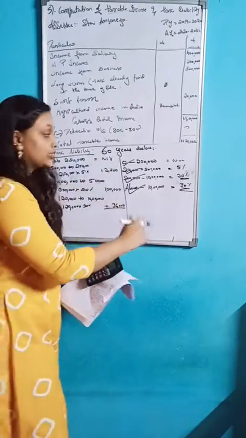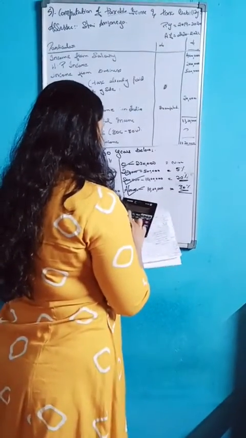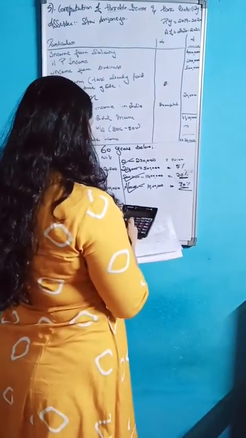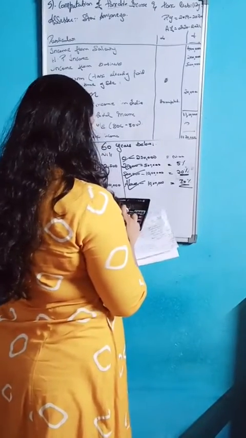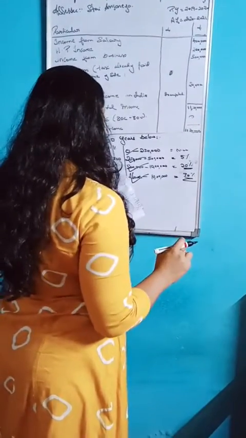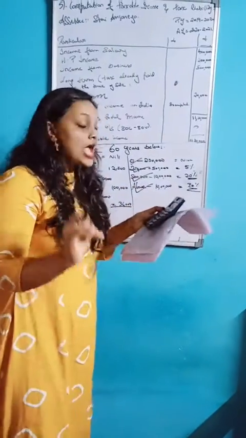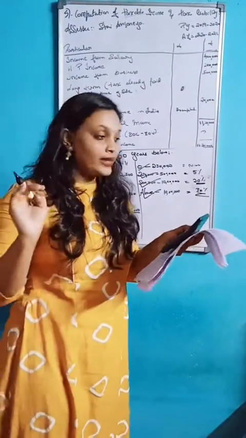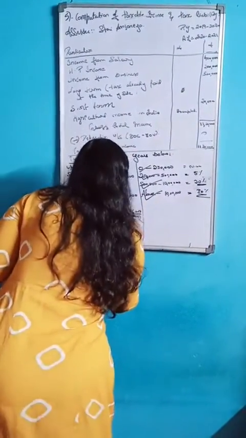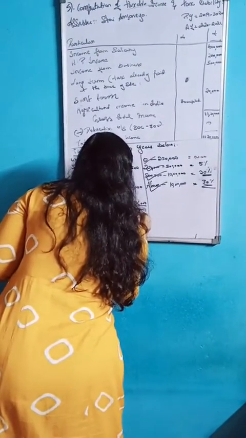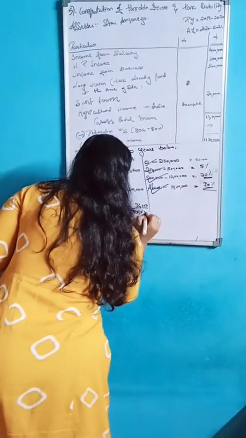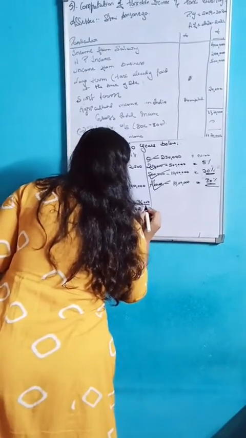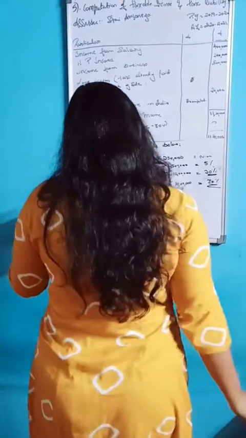Next, you add it. You should total. Okay. So that is 12,500 plus 1 lakh plus 36,000. You will get 1,48,500. So this is the amount.